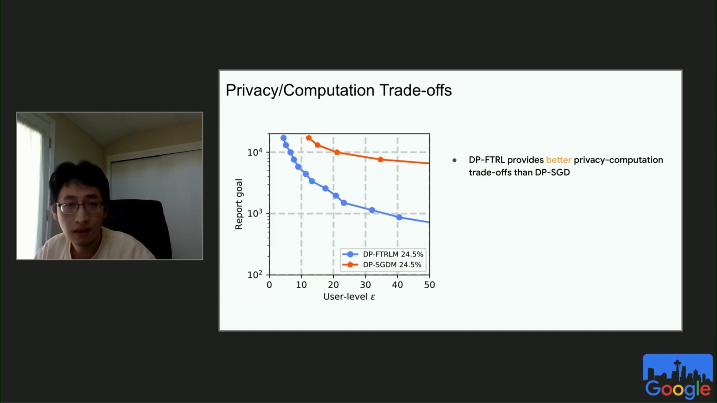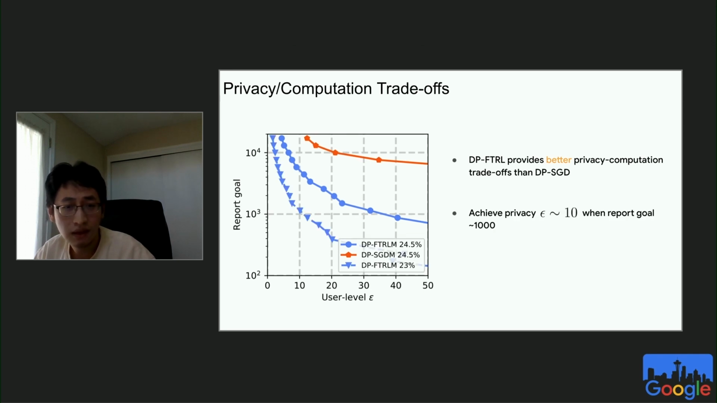Based on this hypothesis, we assume that the utility won't change if we simultaneously increase the report goal and the noise multiplier. And as you know, if you increase the noise multiplier, you can get better privacy protections. This shows a privacy computation trade-off, where the x-axis is the user privacy epsilon, the y-axis is the report goal.